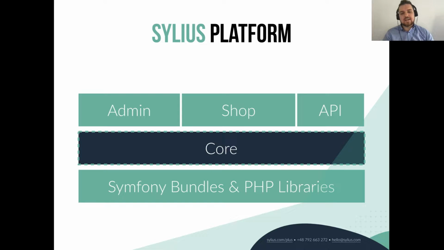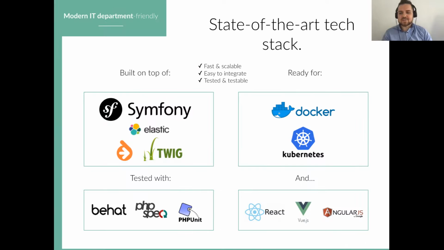And then on top of that, we have three interfaces. One for the administrator panel that I will be showing and talking a lot about in this webinar. Then we have the shop, so a standard B2C interface with product page, category page, checkout, and so on. And then we have APIs, so that you can communicate with Sylius from your preferred application.